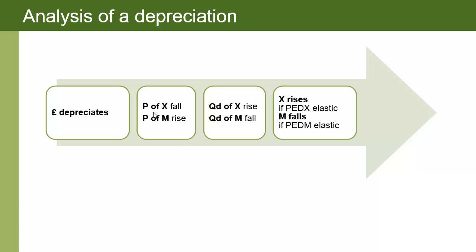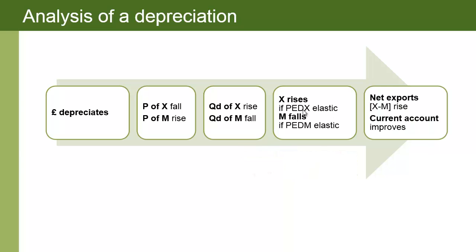You've got two opposite effects. This is dragging export value down. This is increasing export value. Now, the overall impact is going to depend upon the price elasticity of demand for exports. If the demand for exports is price elastic, then that means the increase in quantity demanded is proportionately bigger than the fall in price. So that's why the value of exports increases.